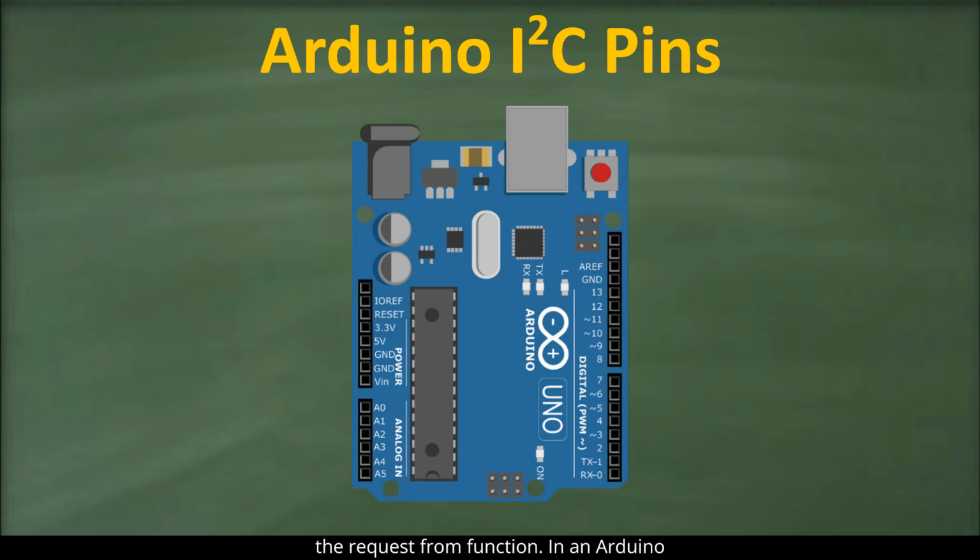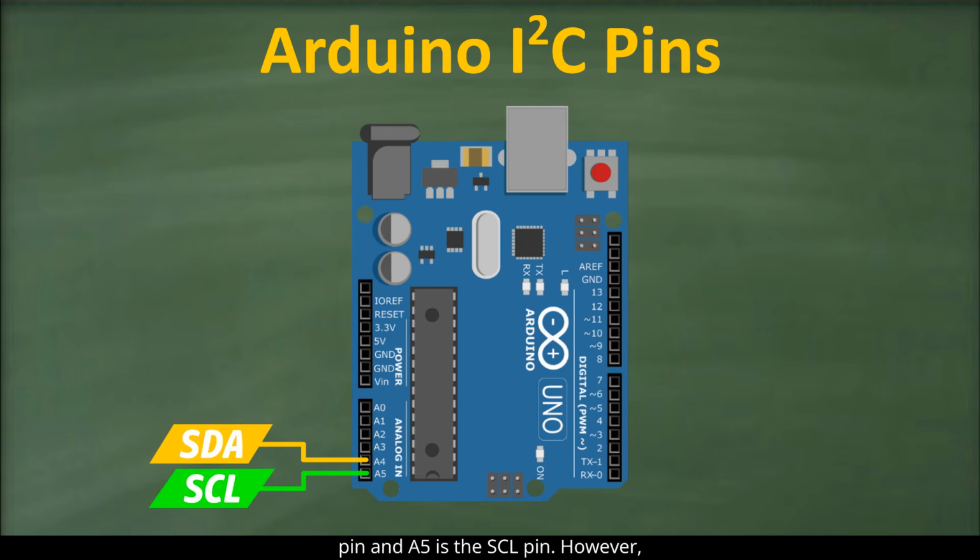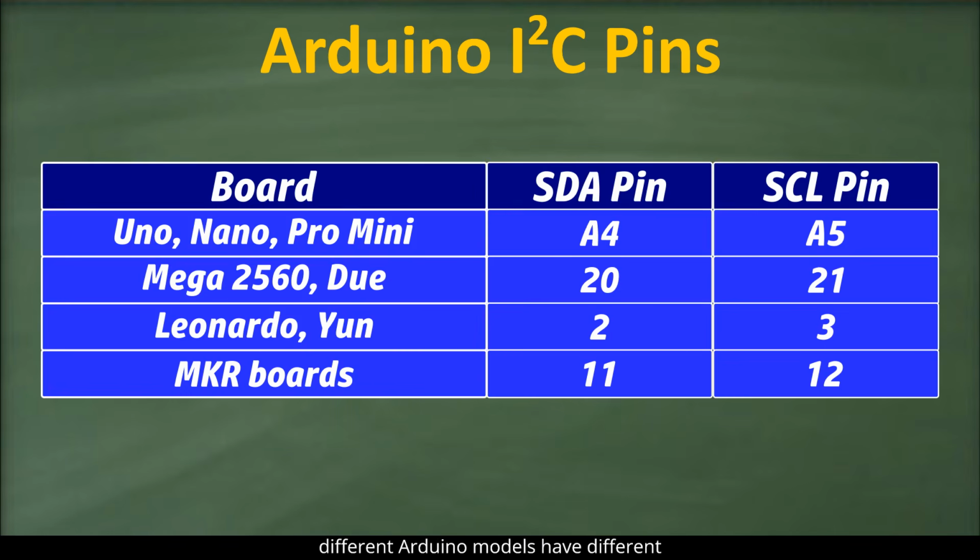In an Arduino Uno, the I2C pins are analog pins A4 and A5. A4 is the SDA pin and A5 is the SCL pin. However, different Arduino models have different SDA and SCL pins used for I2C communication.